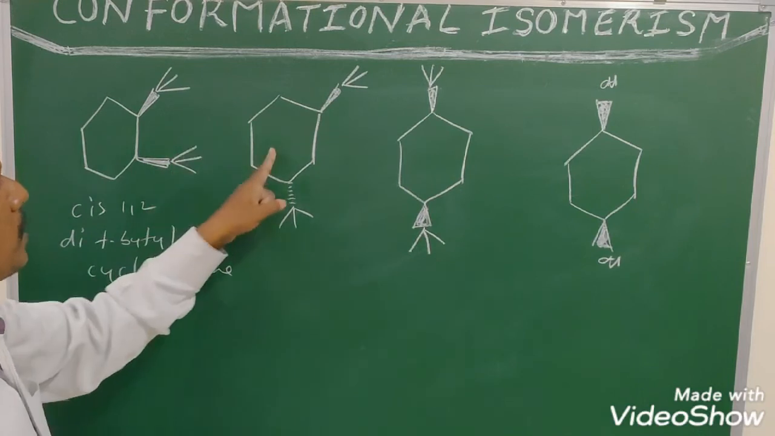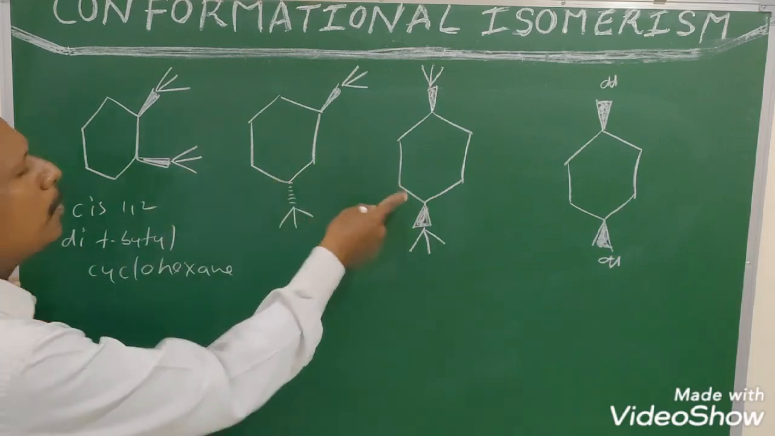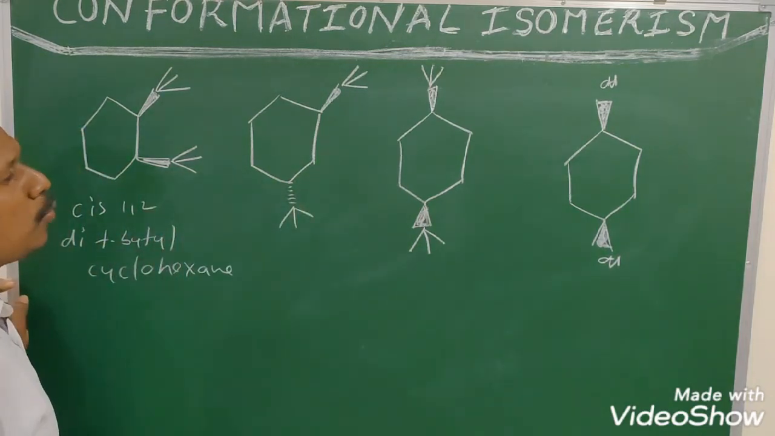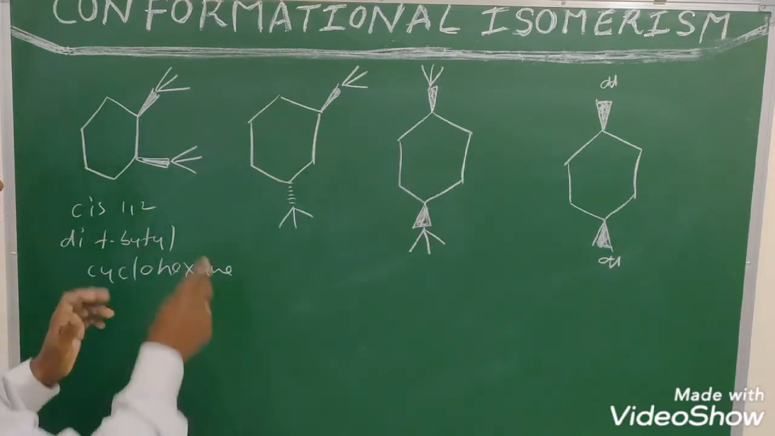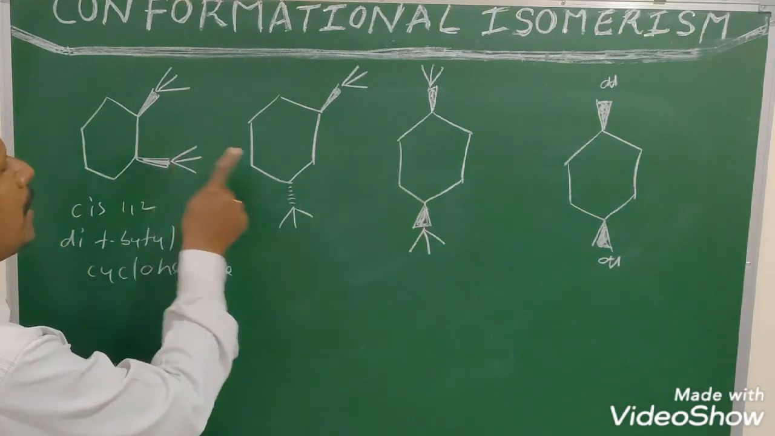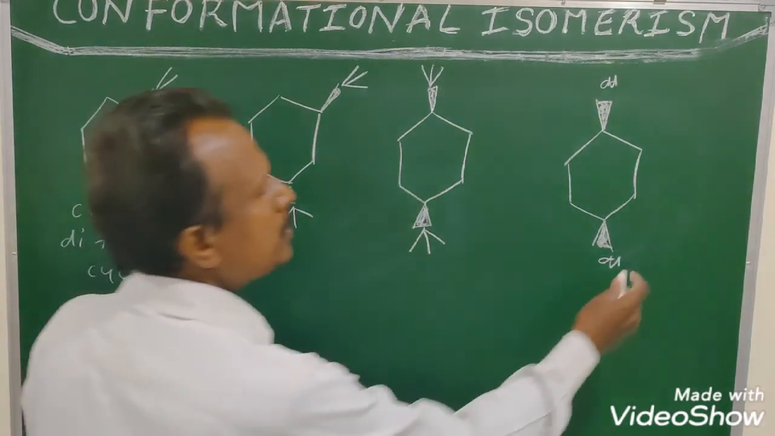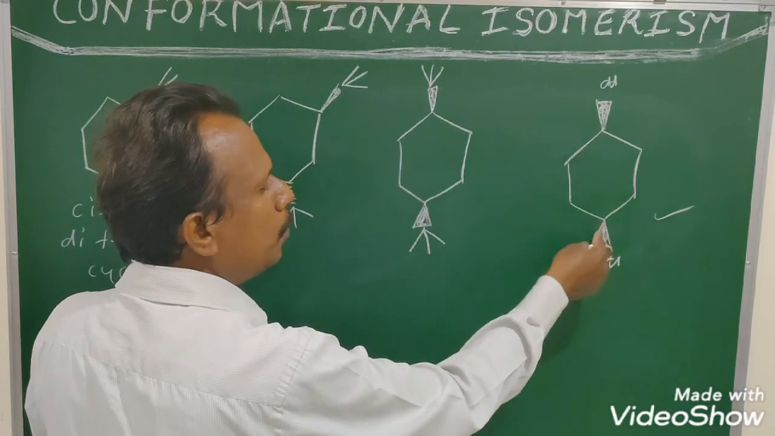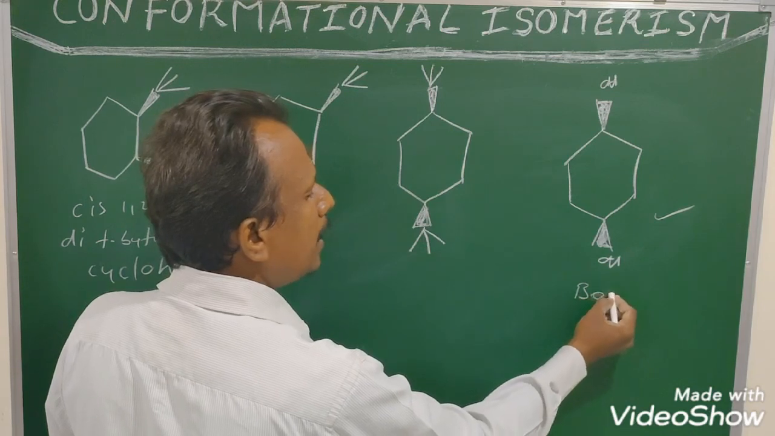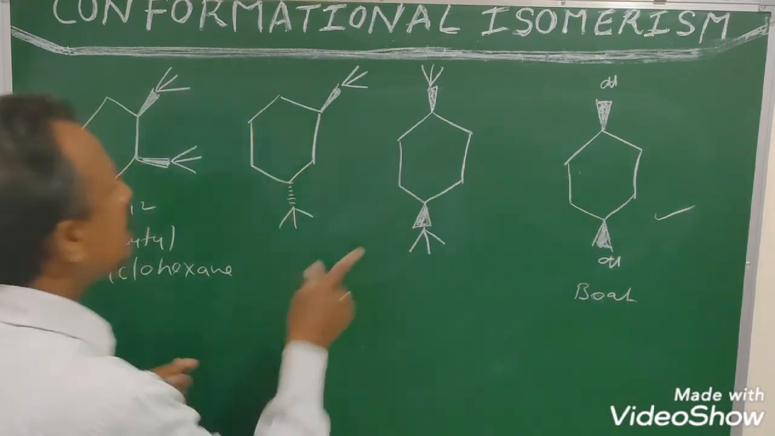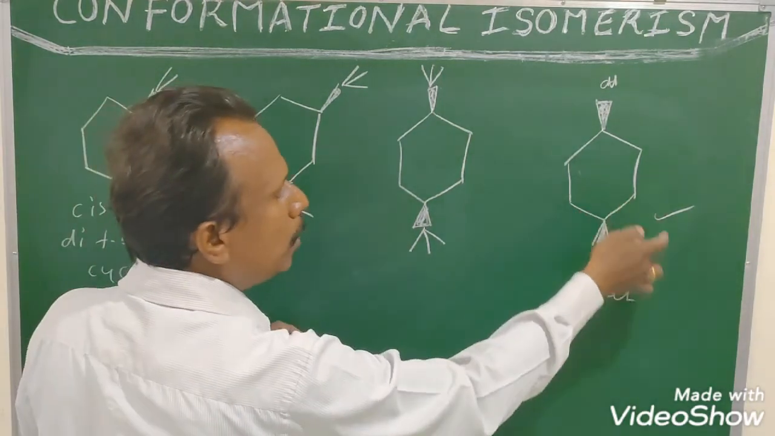These three compounds are derivatives of cyclohexane. These three do not exist in two chair conformations. These three exist only in twist boat conformation. Except these three compounds, all derivatives of cyclohexane exist in two chair conformations. Another exception is this compound. This compound exists in both conformations due to intra-H bonding. These three compounds exist in twist boat conformation. This compound exists in both conformations.